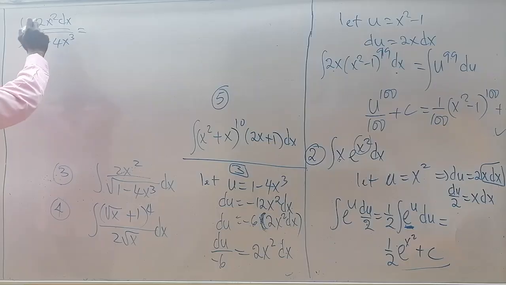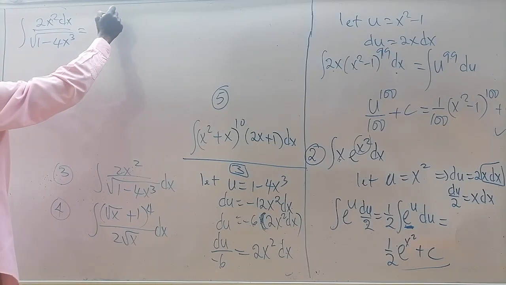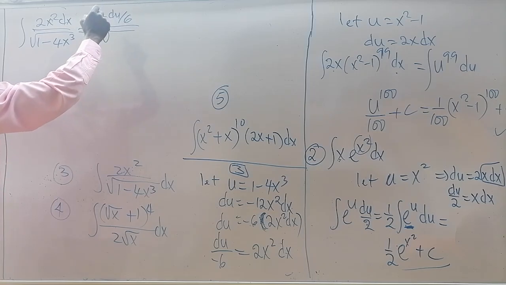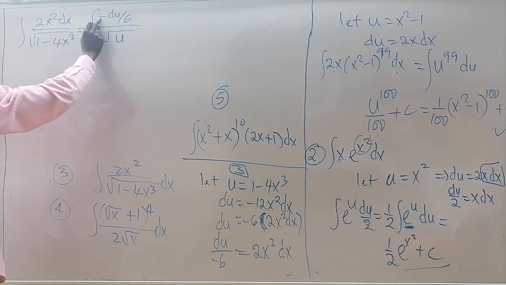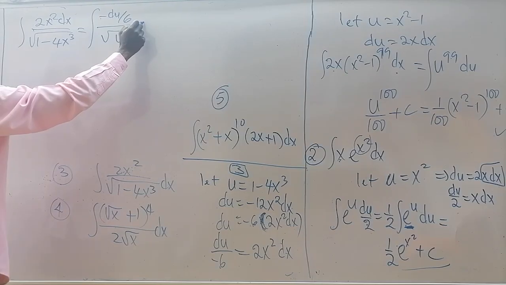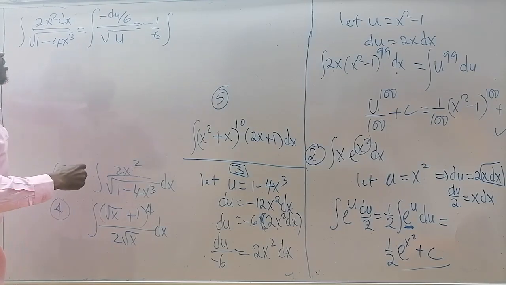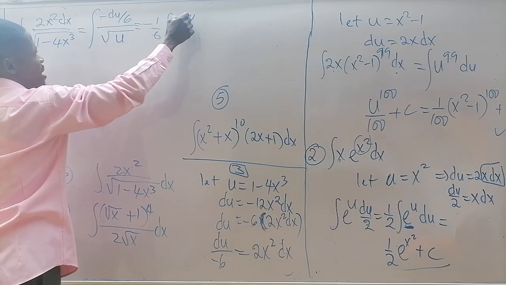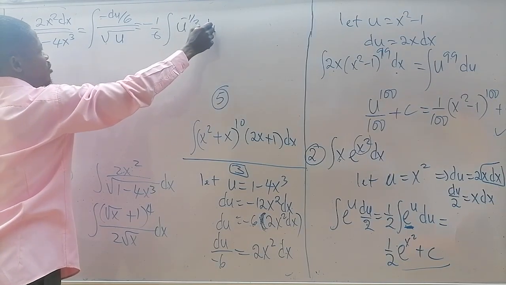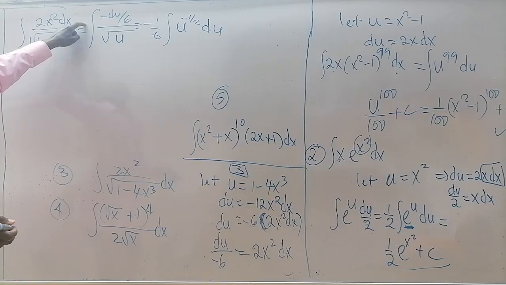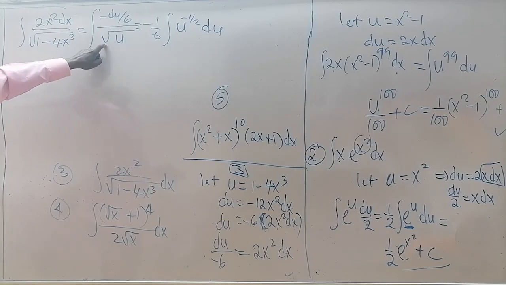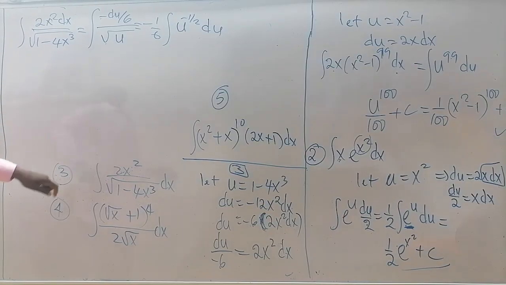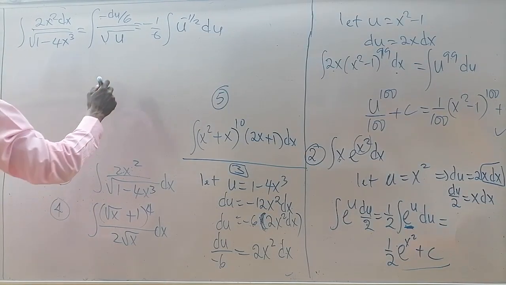Okay, we have now this one is minus du over 6 over square root of u. This minus can go outside, and this 6, and that will be minus 1 over 6 outside the integral, and then this radical, you can remove it. That's u to the power minus half, and then the du. We've taken this one outside, with the minus. Then this one has gone up, and that's why we have the minus half. Okay, so that's that.